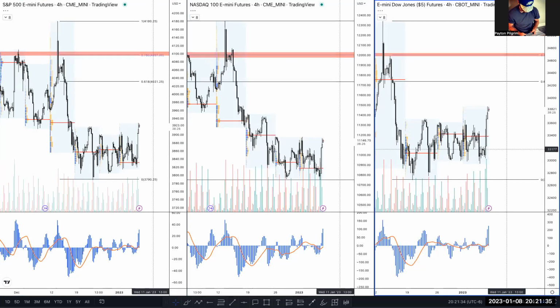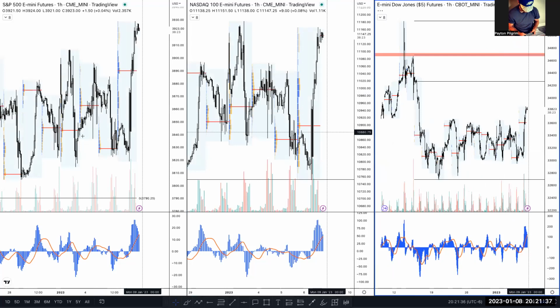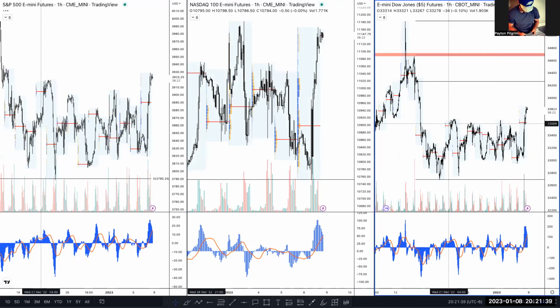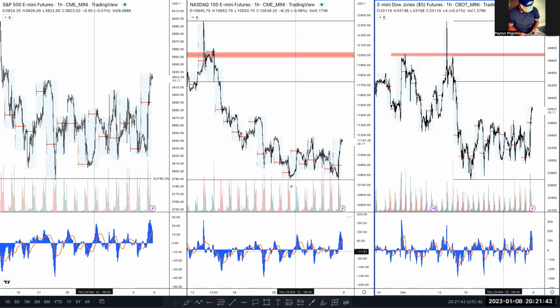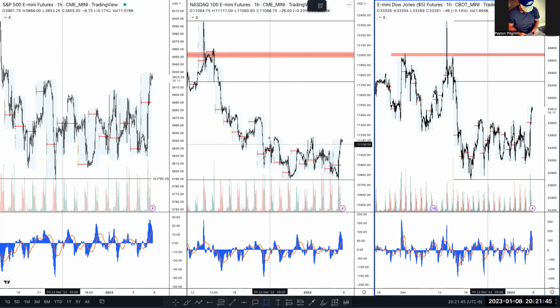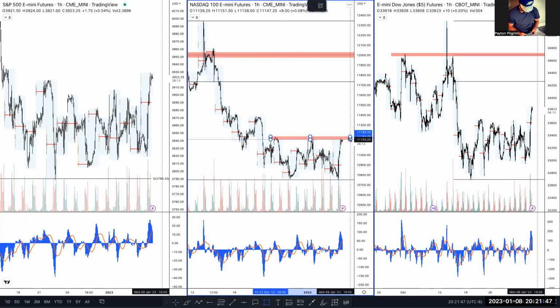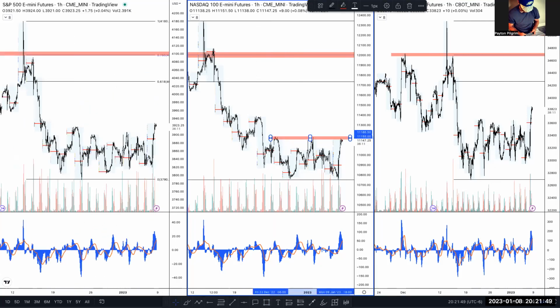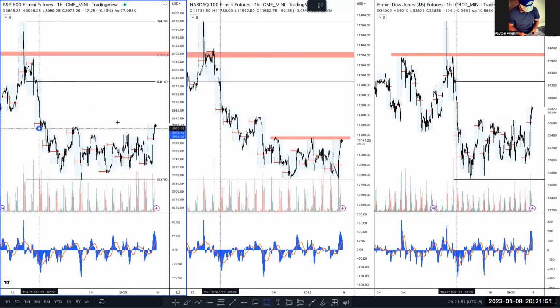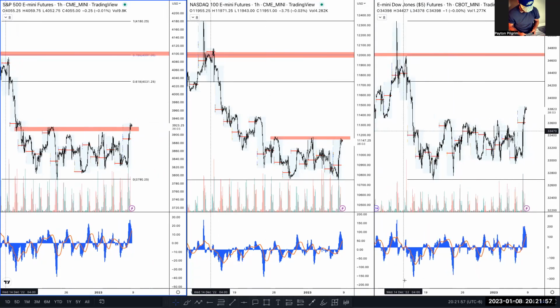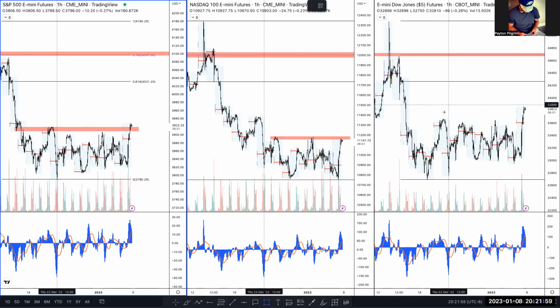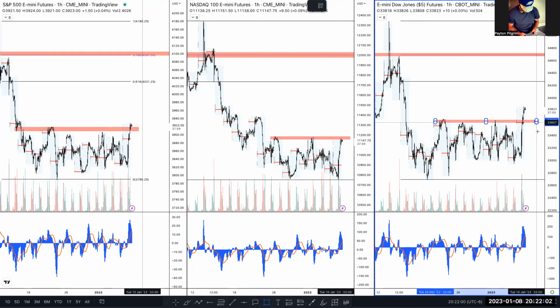So let's go to the 1 hour. And just like I said, this one has like the best breakout. This one hasn't quite yet broken out of this range right here. The S&P, it did, but it didn't at the same time. It kind of has, but it kind of hasn't. So that's why I like this one the best, just because it is a clear break.